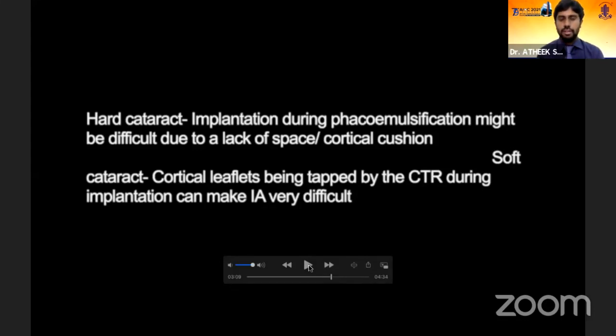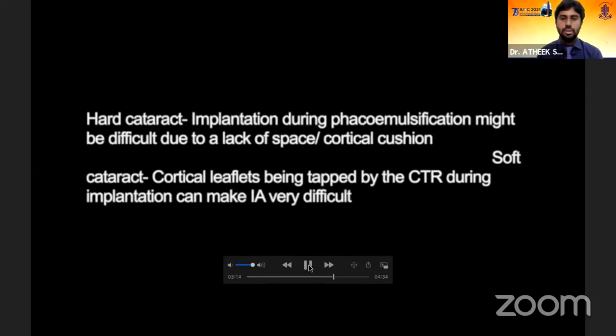Because if you have the nucleus in place, getting the CTR into the bag itself is difficult. After we finish the IA, after we finish the hydro, it gets even more messy and visualizing is difficult. And I have personally had situations where I put the CTR in the sulcus and getting the CTR out is very, very difficult. In fact, close to impossible. You will have to put another ring and there is a chance even the CTR may drop through the area of zonular weakness. So I prefer to place the CTR late.